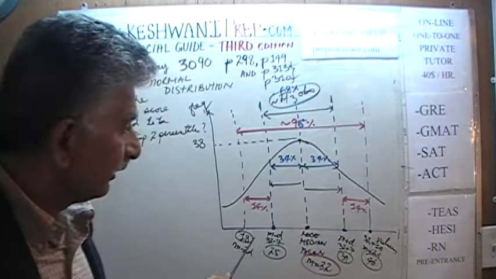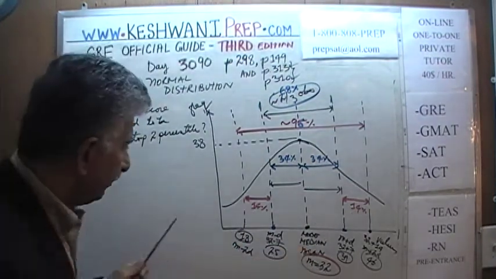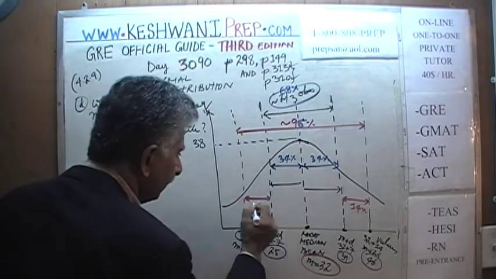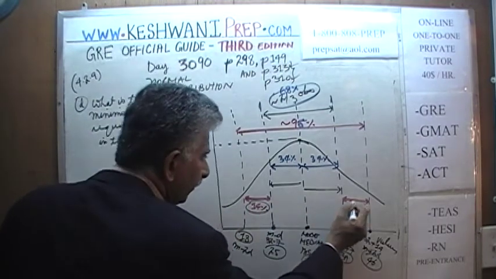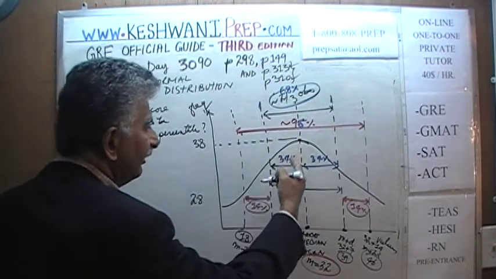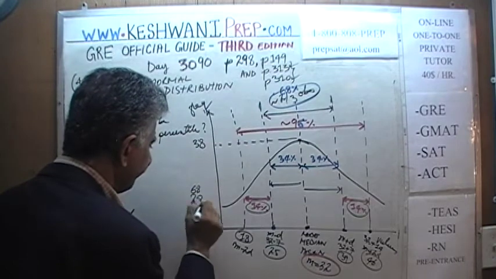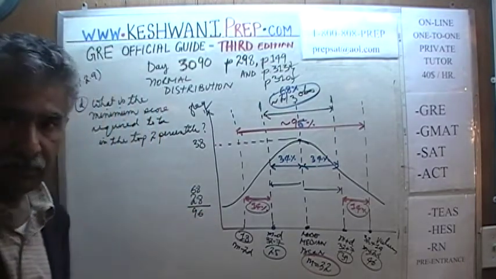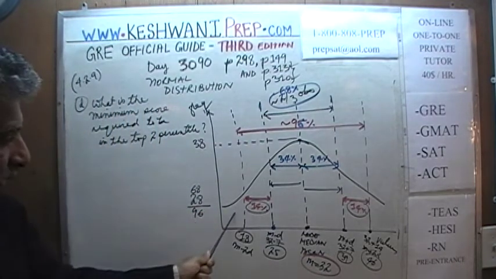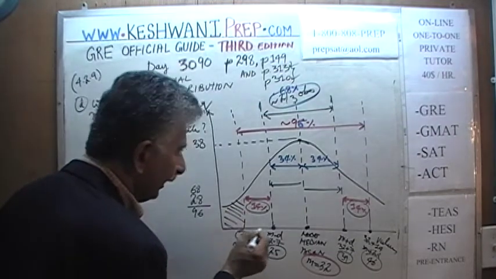Well, the answer is right here. 14 plus 14 is 28. We just talked about it. 14 plus 14, which are 2 standard deviations away from the mean. That's 28. And this is 68. 34 and 34. 68. That's 96. Well, if that's 96, what do we have in this tail? These are called tails. This tail right here and that tail right here.